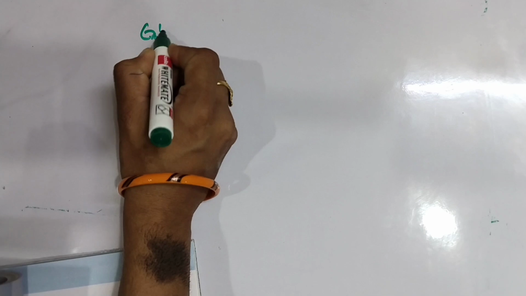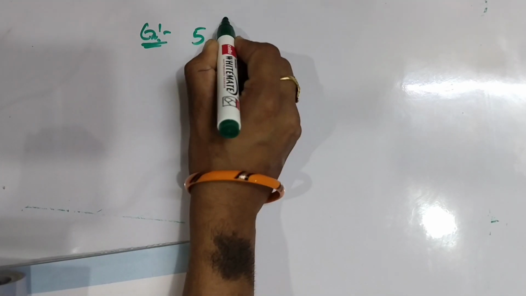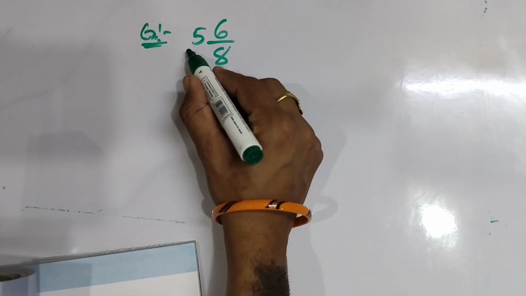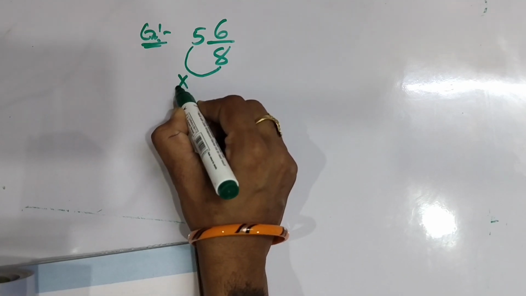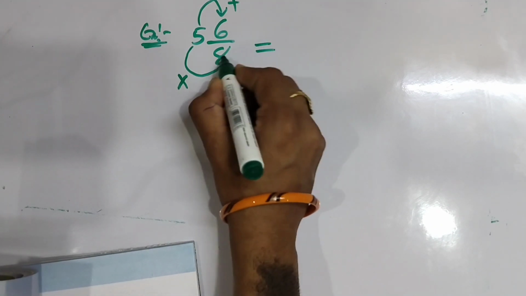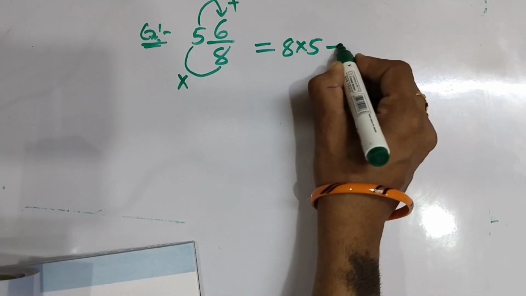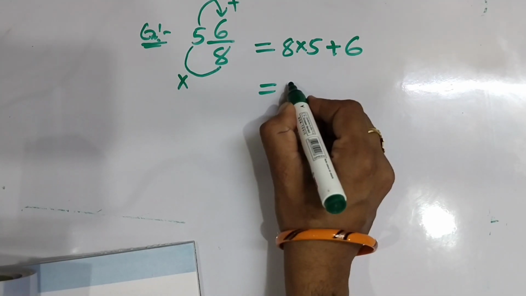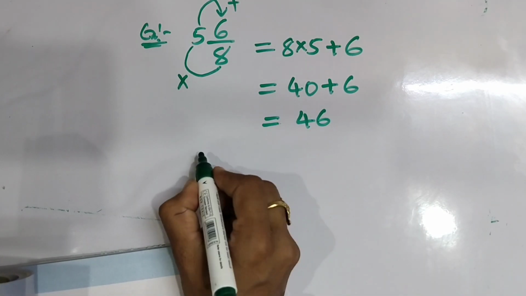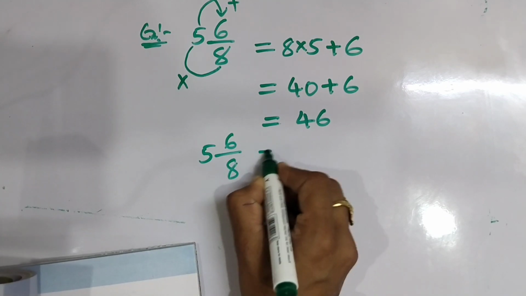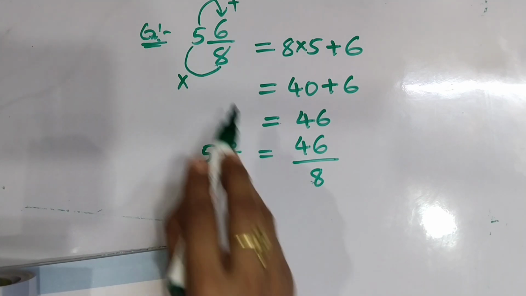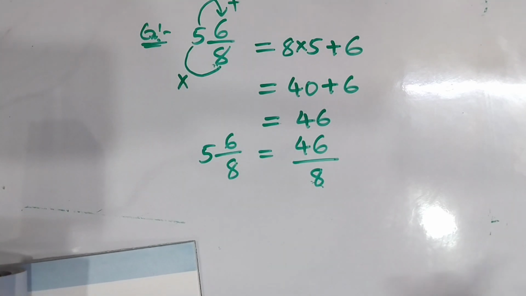we are going to solve one more example. 5 6/8, for example. Any mixed fraction you can take. We have to multiply these two and then add the numerator. What will we get? 8 into 5 plus 6. 8 fives are 40, plus 6, 46. So we write this mixed fraction as 46/8. The denominator is the same, no change in the denominator, only the numerator changes.